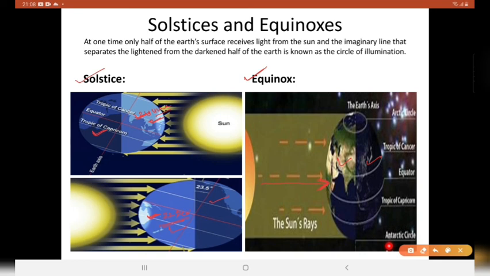Everywhere the sun rises exactly in the east and sets in the west approximately at 6 o'clock.